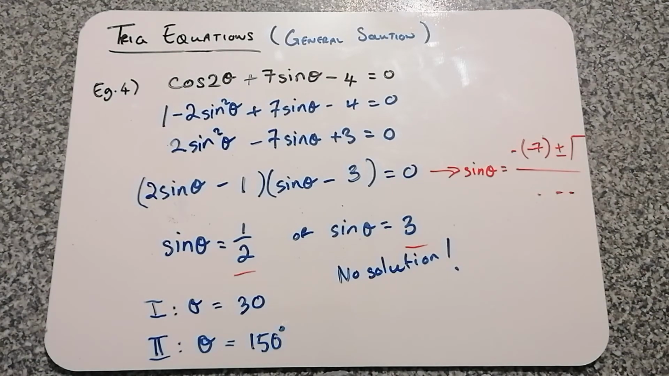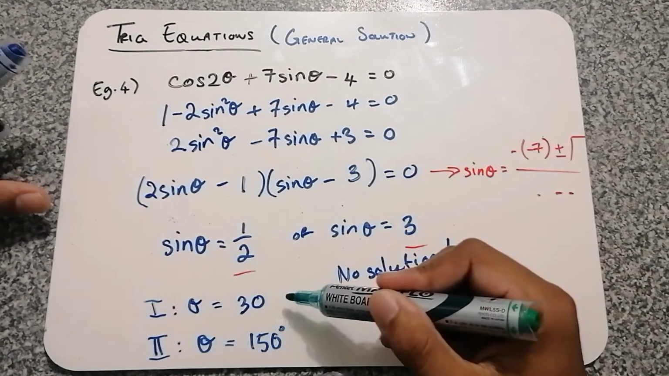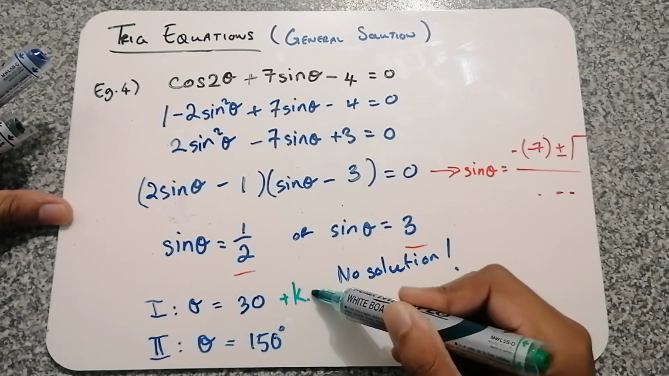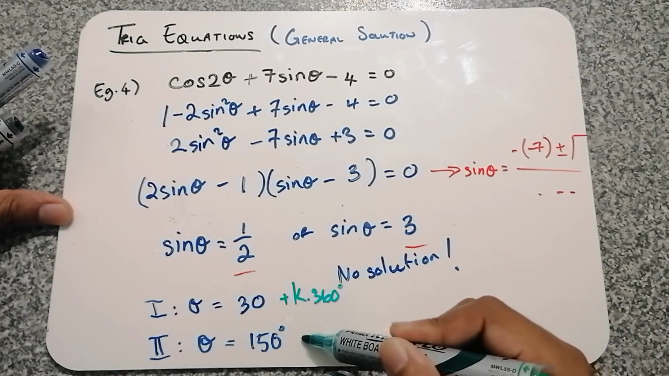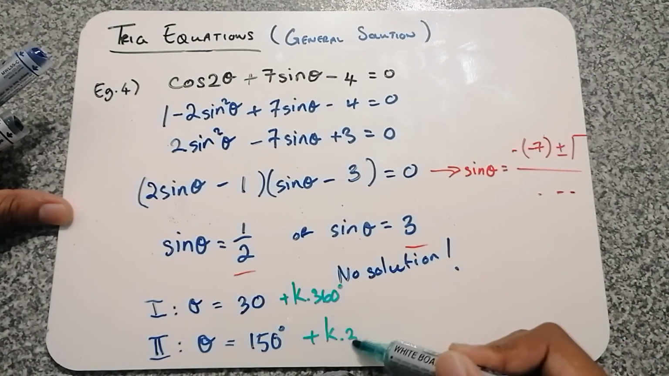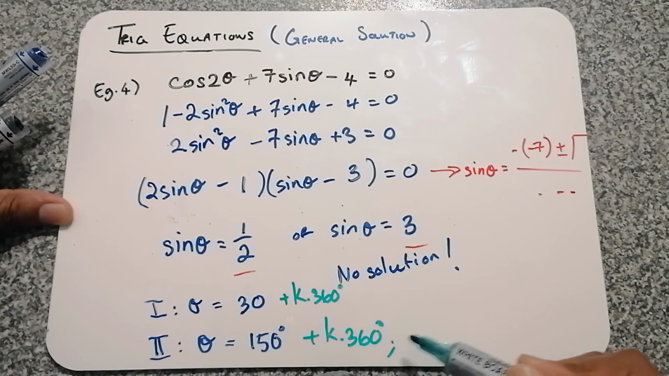Okay, and then for both of these answers, let's not forget to write plus k times 360, because that's the period of a sine graph. And so these answers will repeat every 360 degrees.